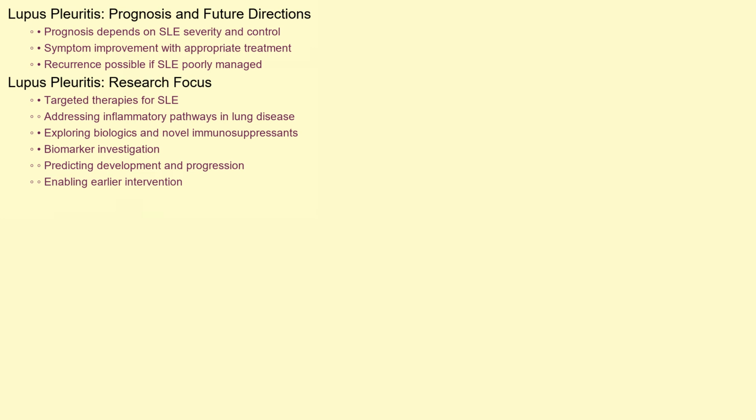Recent research focuses on developing more targeted therapies for SLE that can specifically address the inflammatory pathways involved in lung disease. This includes exploring the role of biologics and other novel immunosuppressant agents. Researchers are also investigating biomarkers that can predict the development and progression of lupus pleuritis, allowing for earlier intervention and improved outcomes.